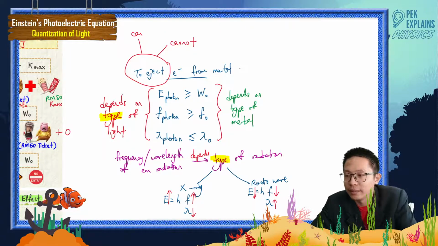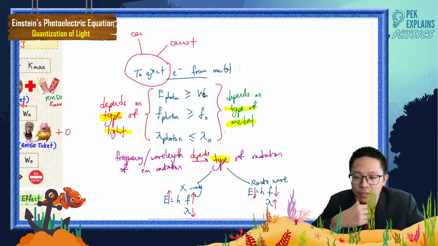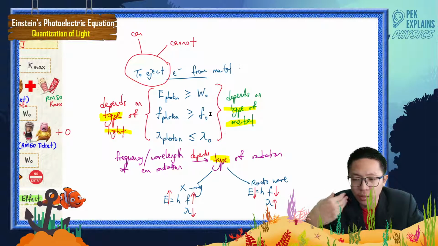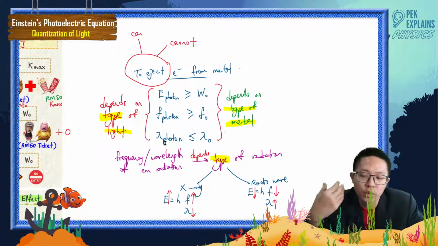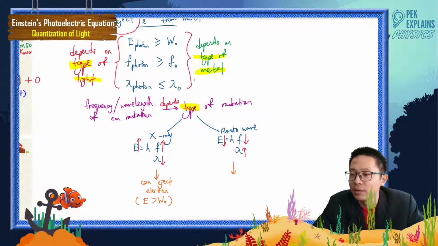Type of light, type of metal. Understand? So this W0, f0, lambda naught all depend on the type of metal. Different type of metal, different W0, f0 or lambda naught. Different energy, frequency, and wavelength of photon means different types of light.